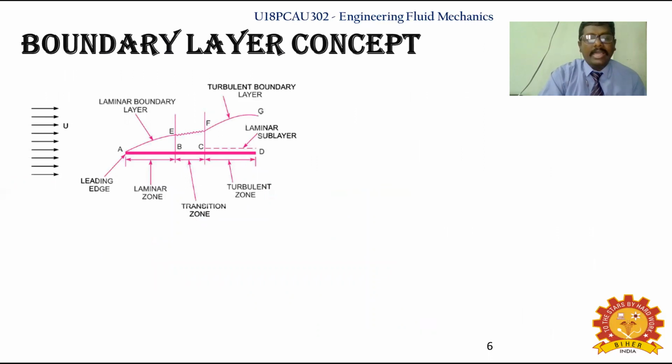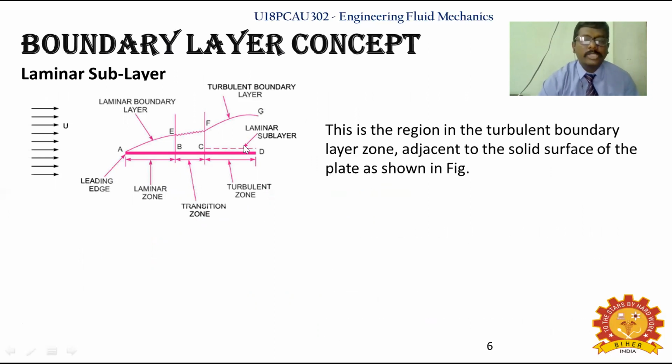And we will see about the laminar sublayer. Here you can see the laminar sublayer. The laminar sublayer is the region in the turbulent boundary layer zone adjacent to the solid surface of the plate, as shown in the figure. Here you have a solid plate, a solid body, and on it you make a fluid flow, so the velocity goes on increasing.